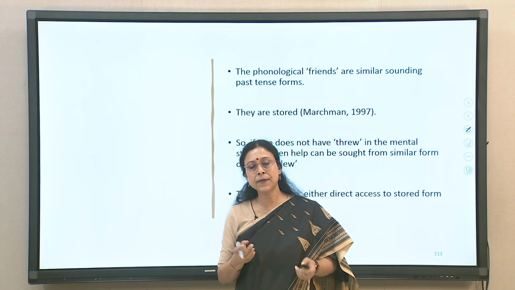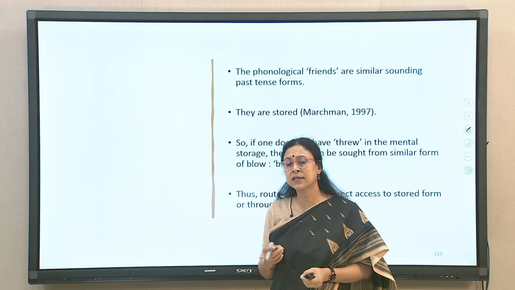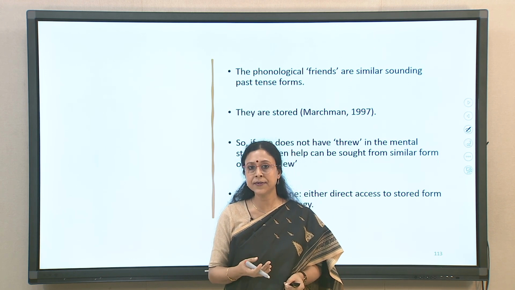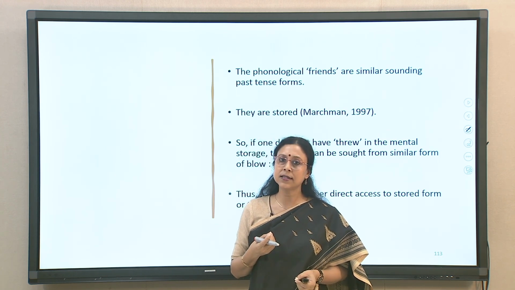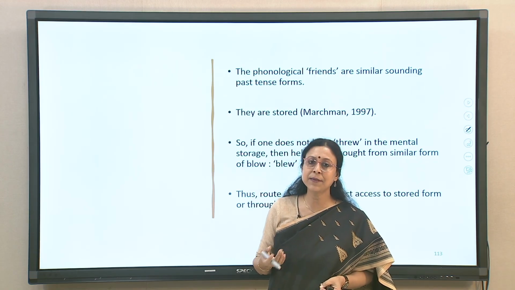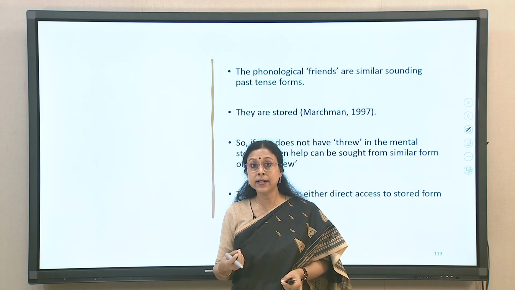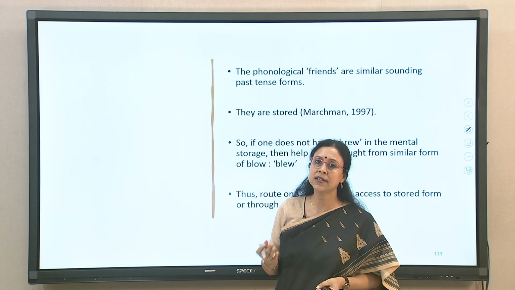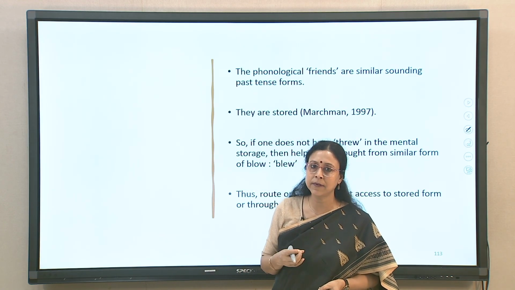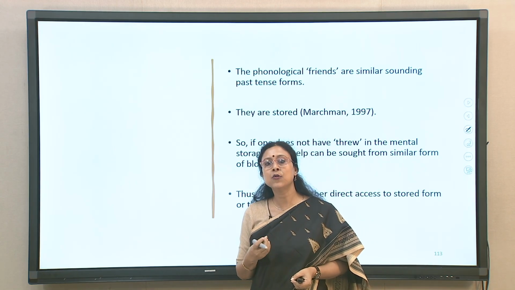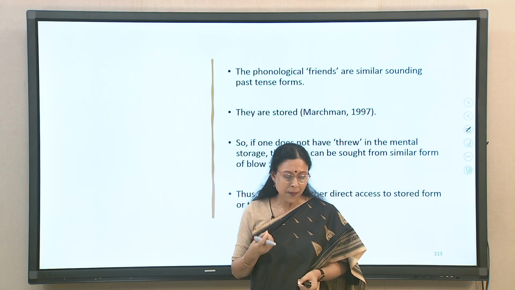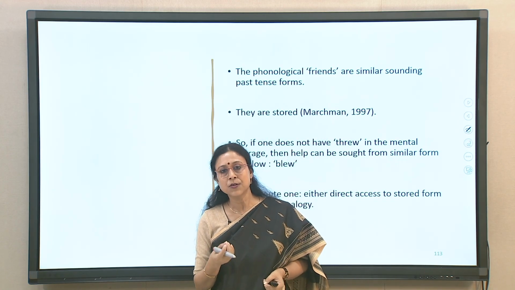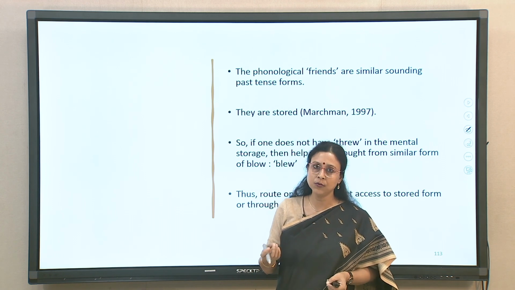So, let us say the past tense of throw is not stored, or even if it is stored, the child is not able to retrieve it, then what their mind does is it looks for another form which is similar and which might be stored. Provided it is stored, then the child will have an easy task. So, they will just copy the system and follow that kind of a route. So, if threw is not there, then they will take help from the past tense form of blow, which is blew. So, blow becomes blew, so throw becomes threw, that kind of a thing.